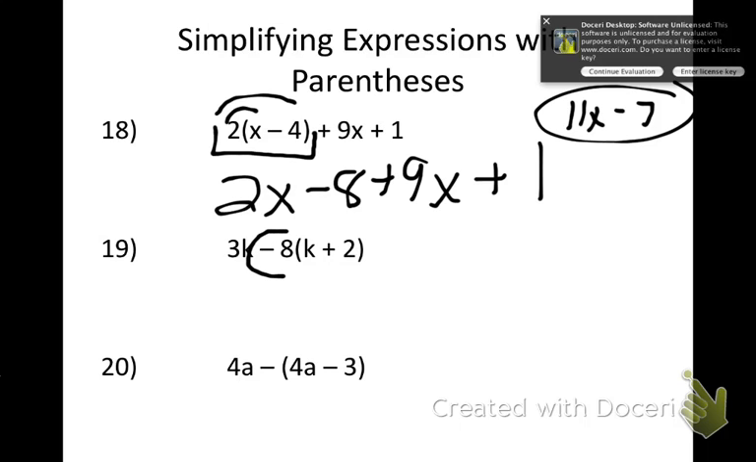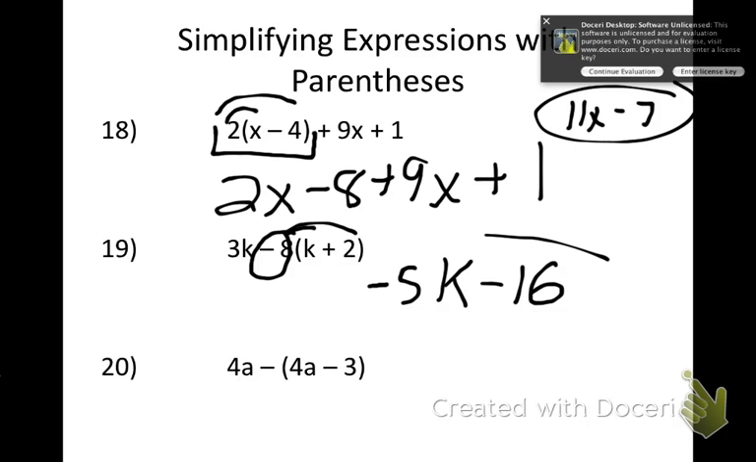Okay, try the next two on your own. The key, again, when you're talking about distribute, is you got to distribute that negative in there. Make sure you do not forget about the negative to both. Jack, what do you have for an answer to number 19? Ooh, what'd you forget to do? Make sure that it goes to both. So if I take negative 8 times 2, I get negative 16. So negative 5k minus 16. Again, distributing, making sure you multiply it to both.